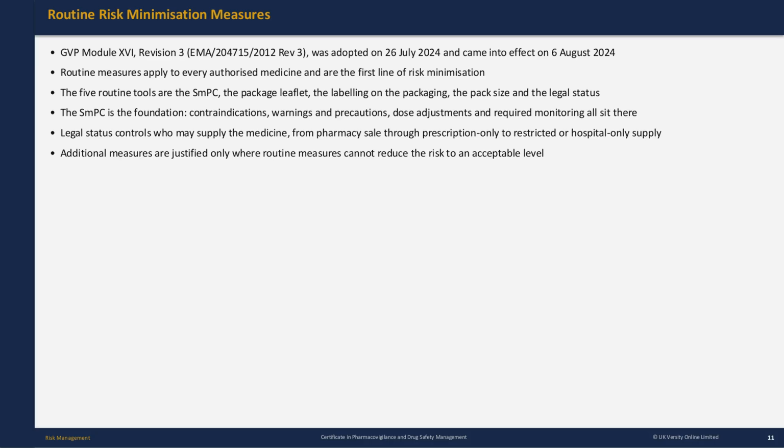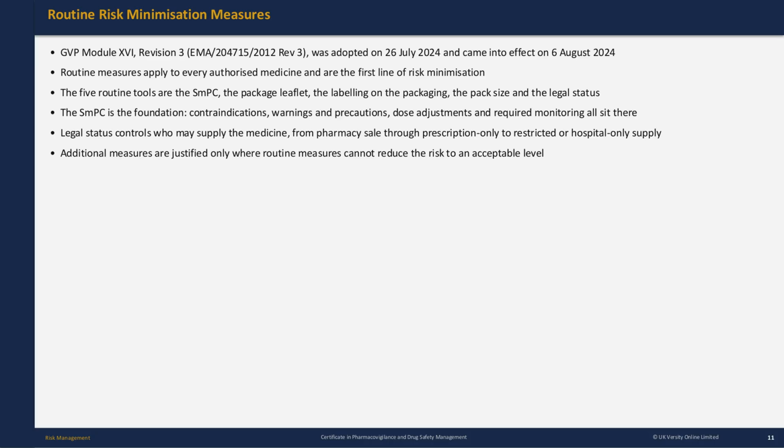Routine risk minimization measures. GVP Module 16, Revision 3, EMA 224715 and 2012 Rev 3, was adopted on 26 July 2024 and came into effect on 6 August 2024. Routine measures apply to every authorized medicine and are the first line of risk minimization. The 5 routine tools are the SMPC, the package leaflet, the labeling on the packaging, the pack size, and the legal status. The SMPC is the foundation.